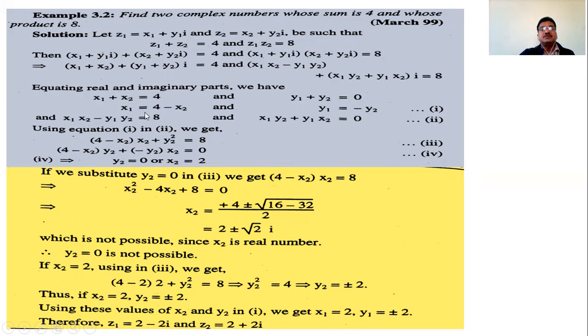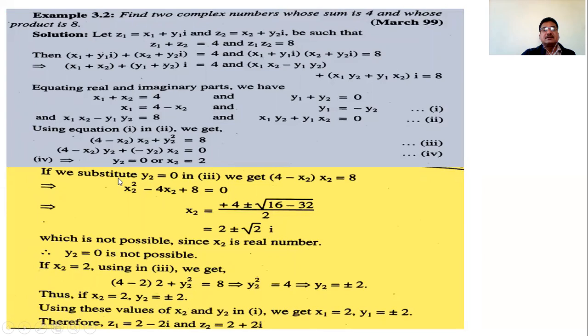From this equation, we have x1 is 4 minus x2, and then substitute this 4 minus x2 at this place, and from this y1 is minus y2, substitute at this place. We have this equation, and then take y2 as common. So we have y2 in bracket 4 minus x2 minus x2, that is 4 minus 2x2 is equal to 0, so y2 is 0, or 4 minus 2x2 is 0 means x2 is equal to 2.